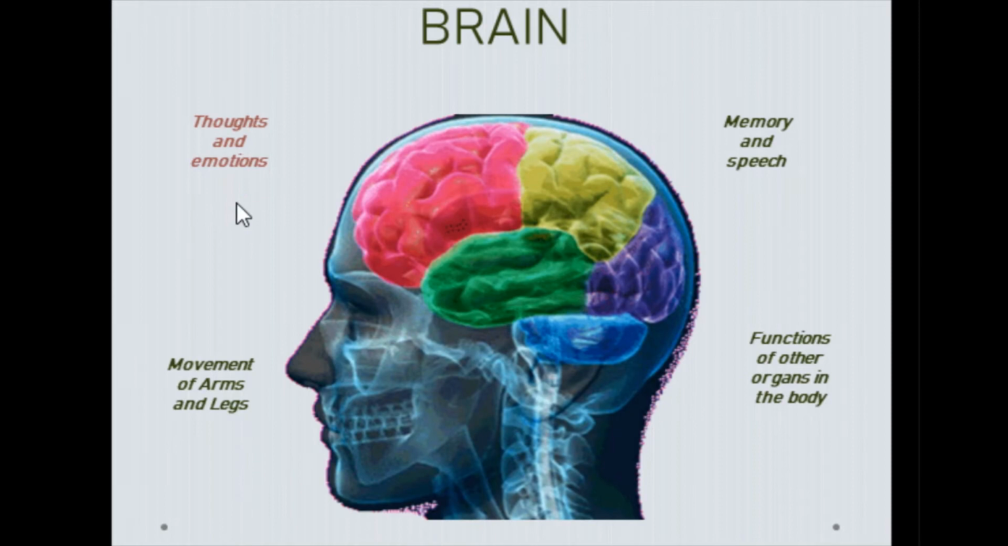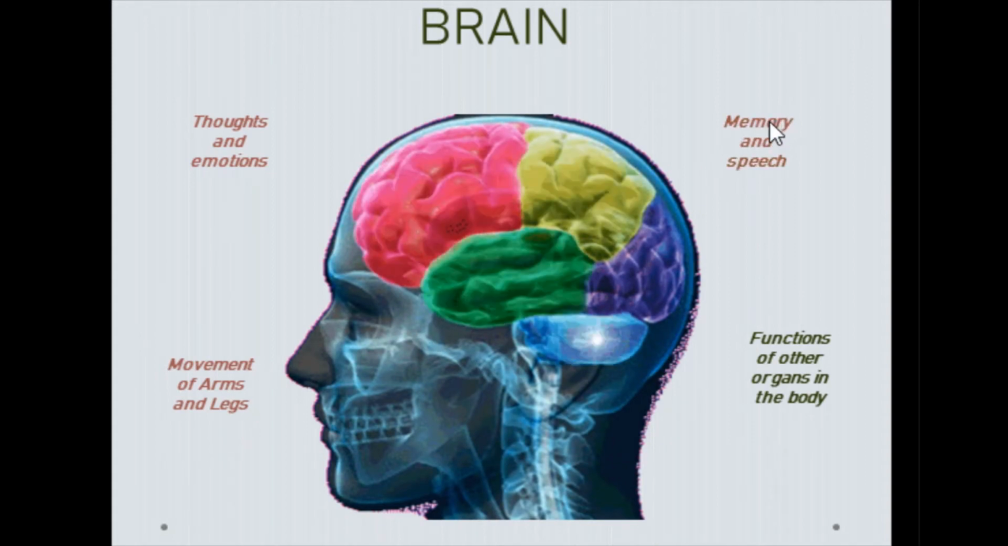Second function, we have movement of arms and legs. This means because we have the brain, we are able to move around and use both our arms and legs. Okay, that's the second function. Let's move on to the next one.